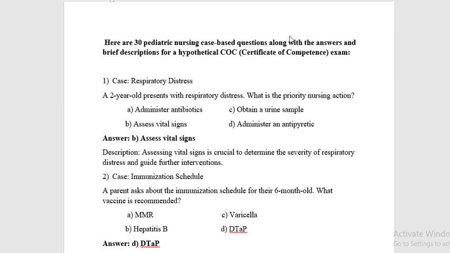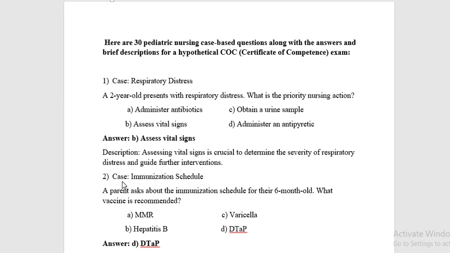Choice A, administer antibiotics. Choice B, assess vital signs. Choice C, obtain a urine sample. Choice D, administer antibiotics. The best answer for this question is assessing the vital signs. Assessing vital signs is crucial to determine the severity of respiratory distress and guide further interventions. So for this question, choice B is the best answer.